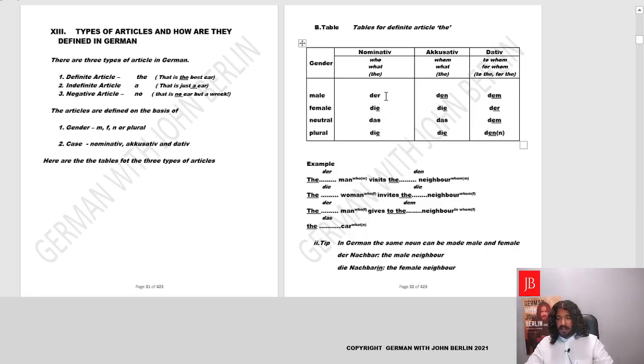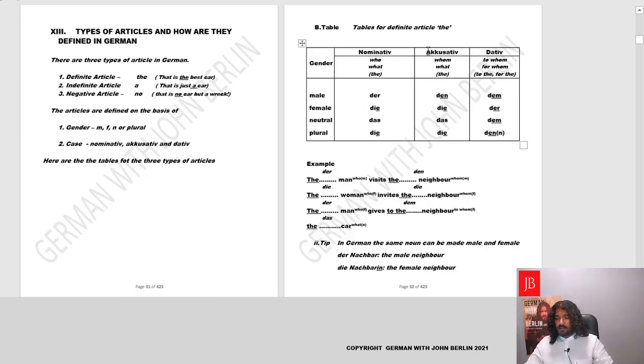For example, der Mann singt, the man sings. Die Frau tanzt, the woman dances. Das Auto fährt, the car drives. Die Leute klatschen, the people clap. So in all these we saw different types of nouns depending on the gender, different types of articles: der, die, das, die.